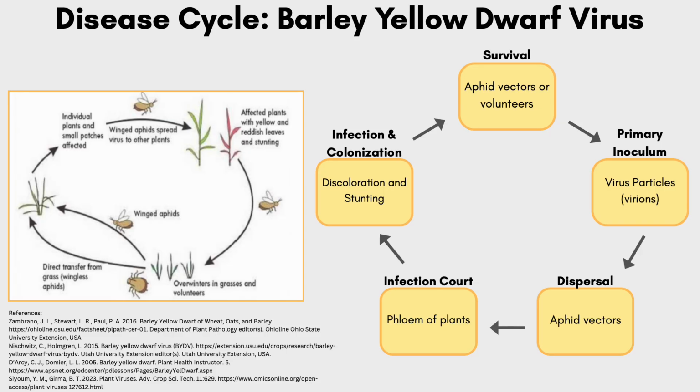The primary inoculum is the virus particles, or virions. They have a hexagonal structure and are made up of two proteins that enclose single-strand positive sense RNA. Aphids are the main dispersal mechanism of this disease as they feed on infected plants.